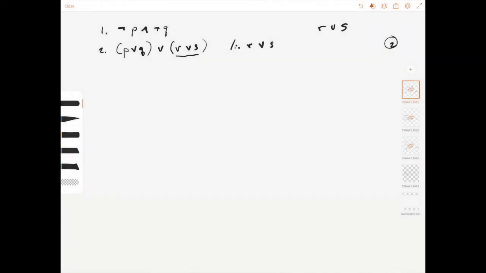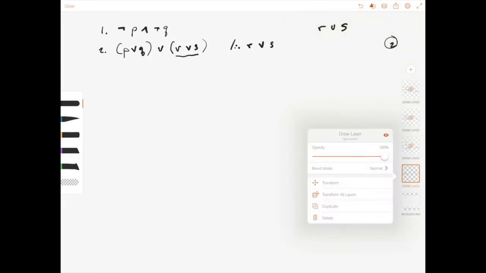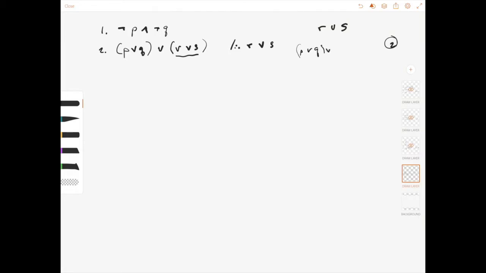So what we have here is P or Q or R or S. Now if we think about this, the major operator in line 2 is OR. So we want to review the inference and equivalence rules that might allow us to manipulate this line. One of the things that occurred to me is disjunctive syllogism.